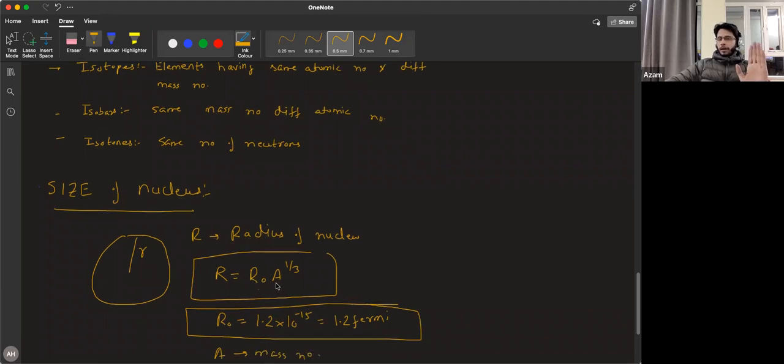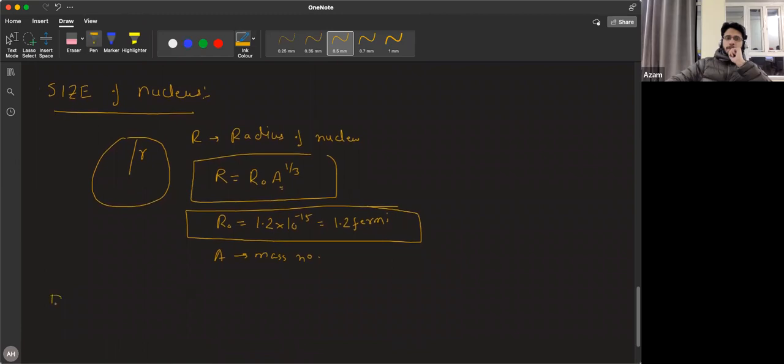So for nuclei having different mass number, the radius will be different. So what about isobars? Will they have different radii or the same radii? Yes, Anshika, same radius. They will have the same radius because they have the same mass number. If mass number is the same, that means radius will remain the same.